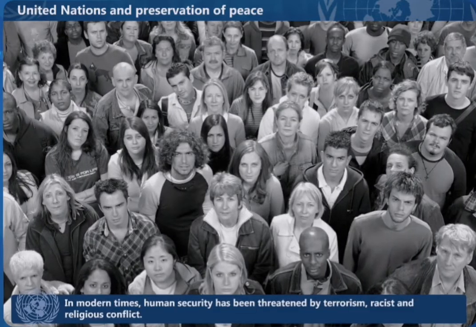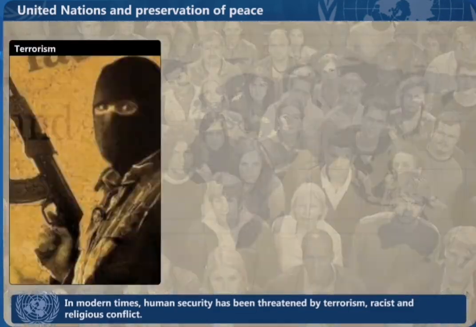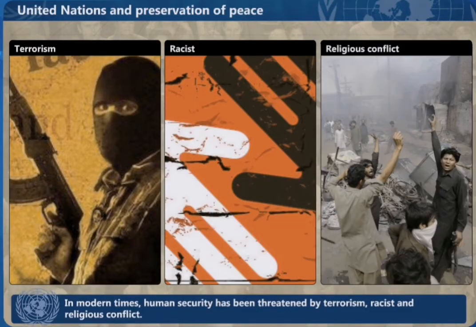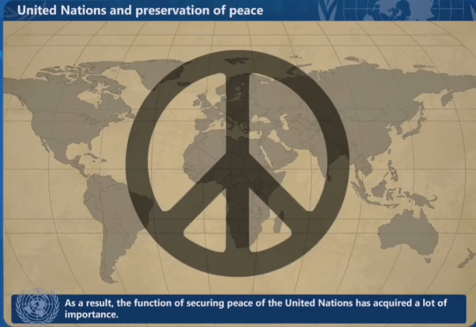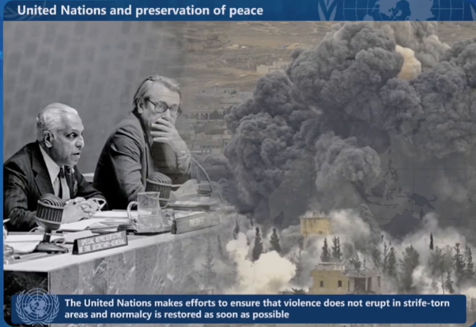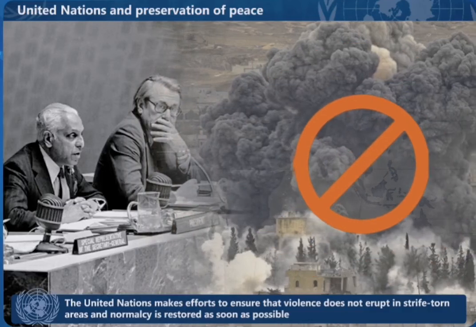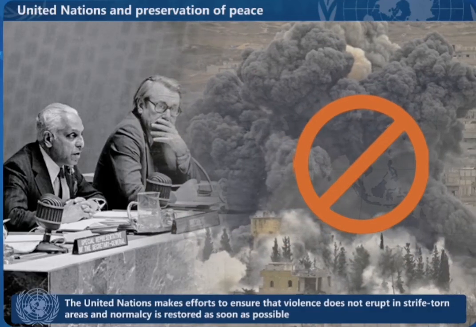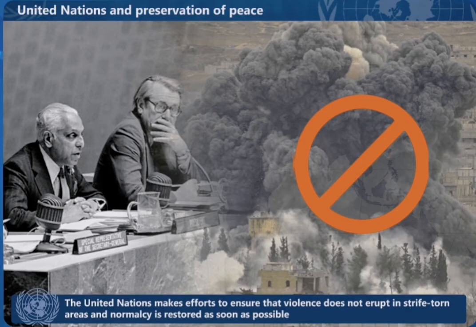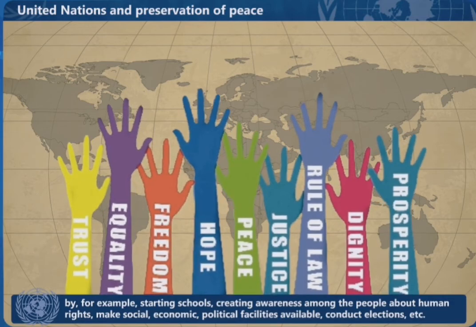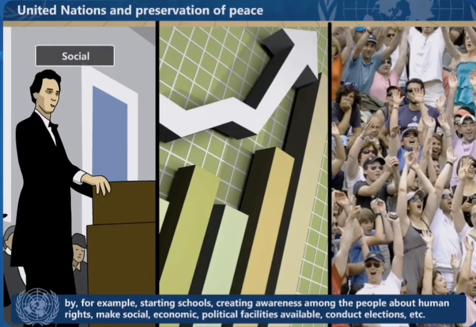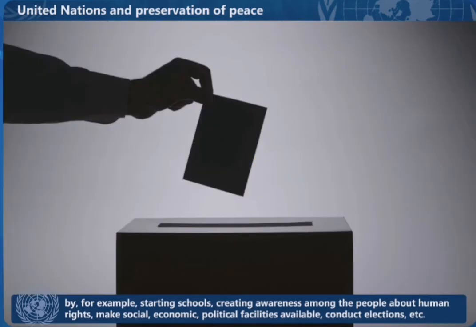In modern times, human security has been threatened by terrorism, racist, and religious conflict. As a result, the function of securing peace of the United Nations has acquired a lot of importance. The United Nations makes efforts to ensure that violence does not erupt in strife-torn areas and normalcy is restored as soon as possible by, for example, starting schools, creating awareness among the people about human rights, make social, economic, political facilities available, conduct elections, etc.